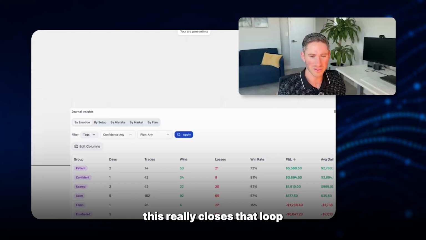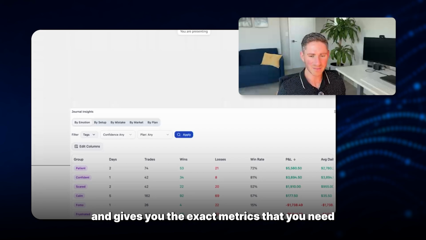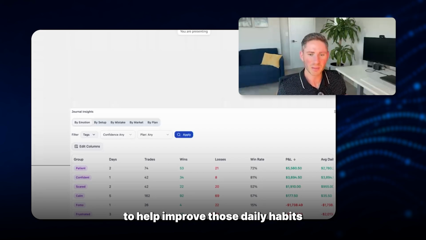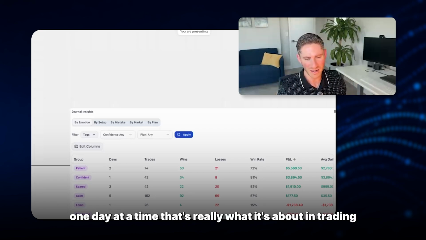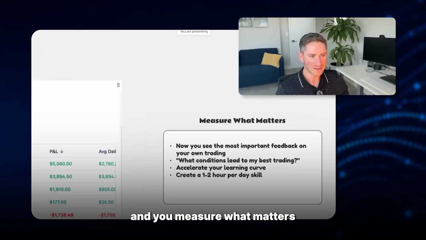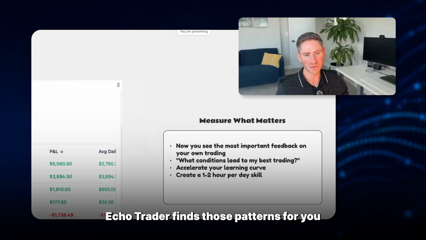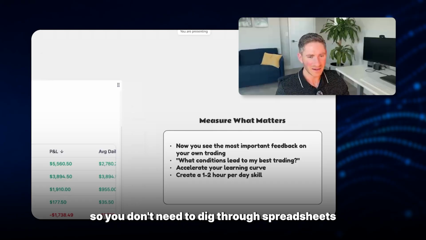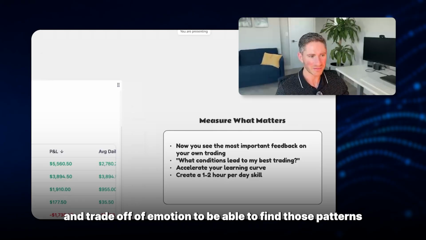This really closes that loop and gives you the exact metrics that you need to help improve those daily habits one day at a time. That's really what it's about in trading. So the takeaway here is you measure the result and you measure what matters. Echo Trader finds those patterns for you, so you don't need to dig through spreadsheets and trade off of emotion to be able to find those patterns.